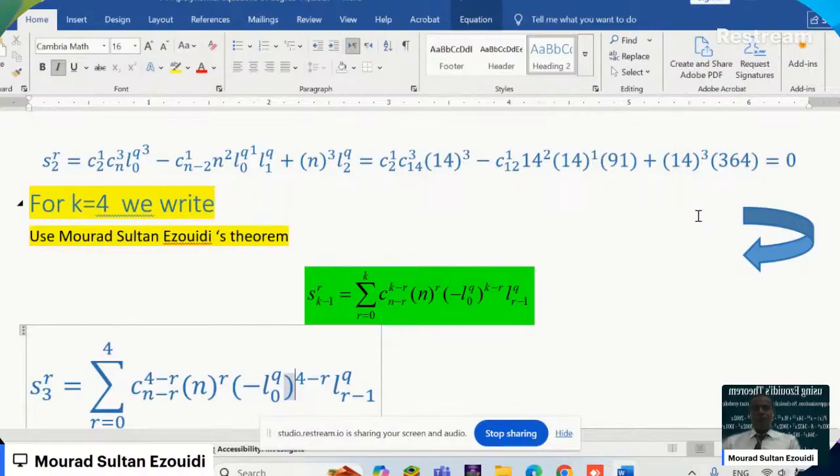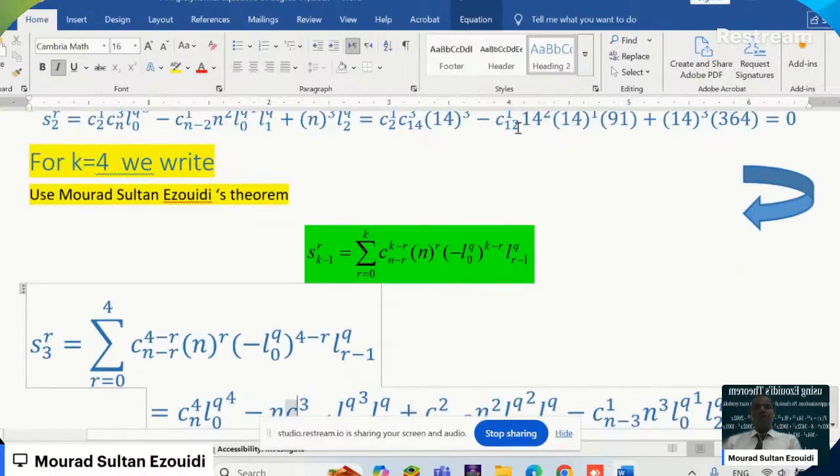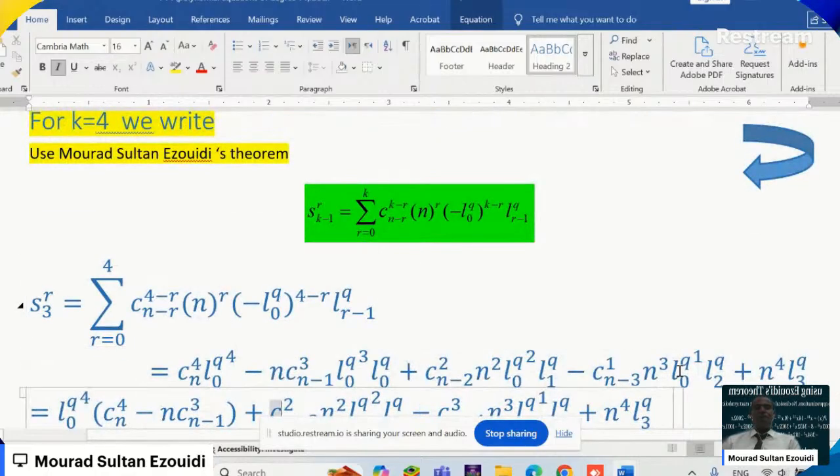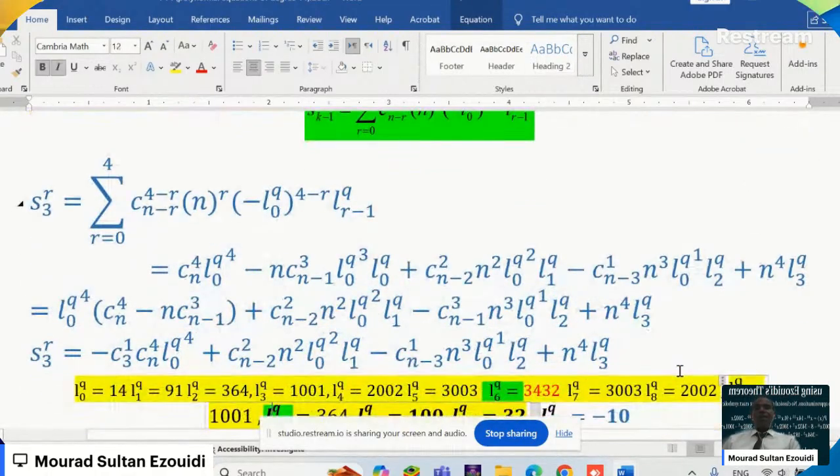Now we can continue. I'm going to find the fourth coefficient of this new 14th degree equation. Just apply the Ezouidi theorem, the recursive formula of Mourad Sultan Ezouidi, and find the formula that will give you the fourth coefficient. This is the formula; it depends on L0 and L3 and the highest power. So S3 indexed with 3, S2 indexed with 2, and so on.